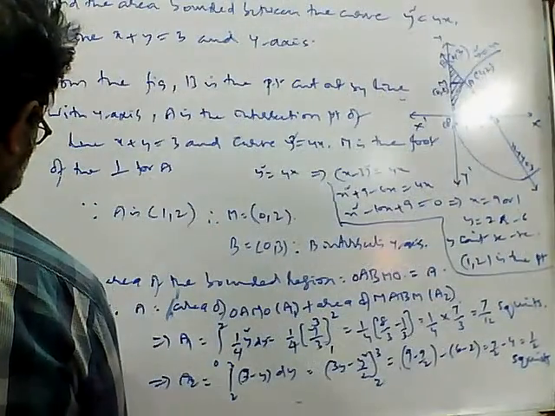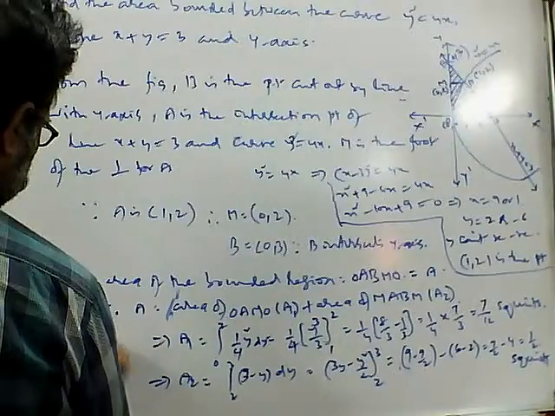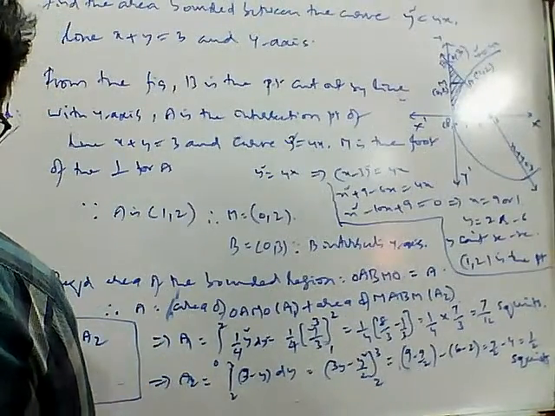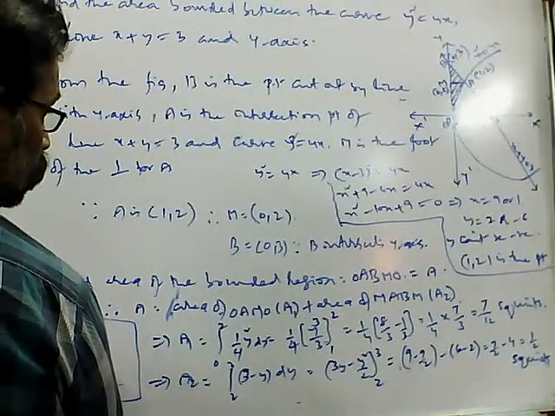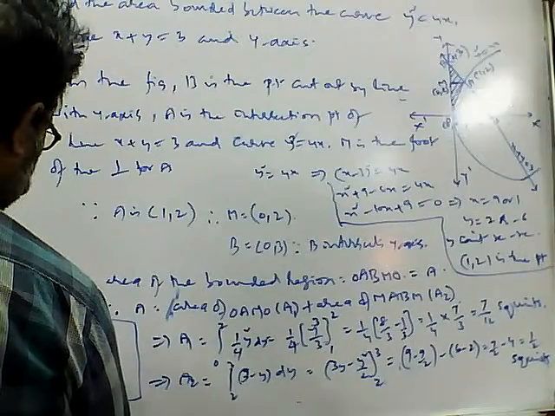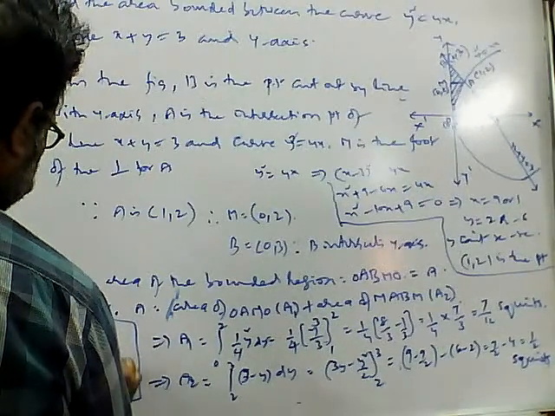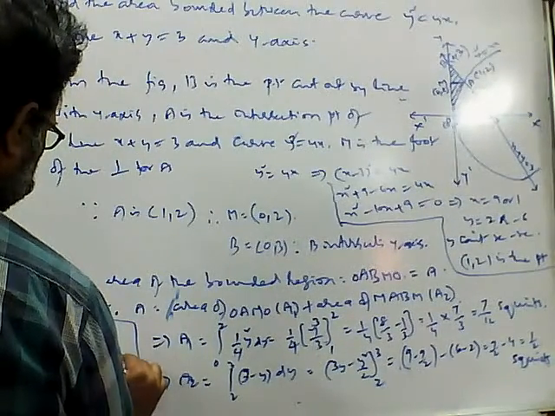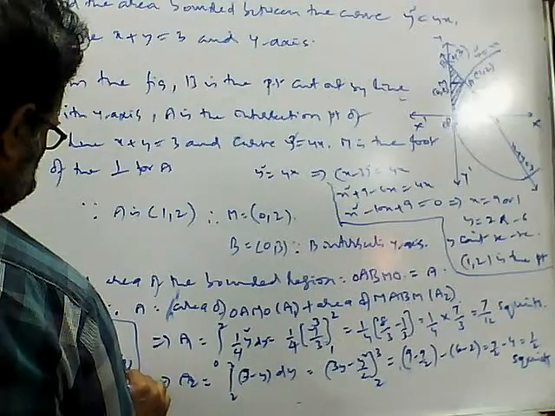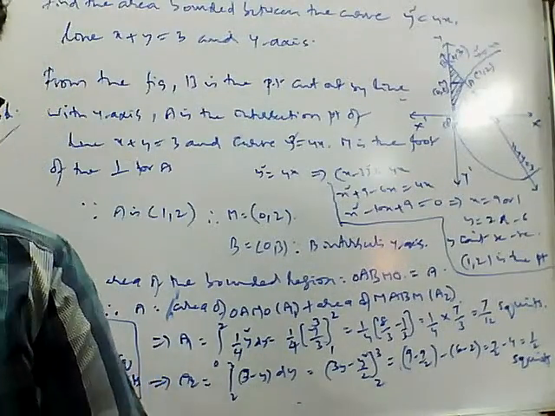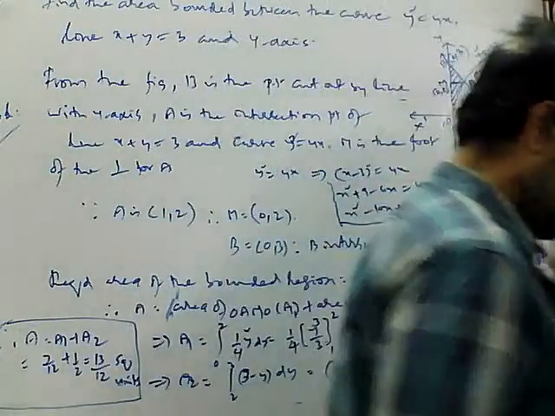Therefore, A is equal to A1 plus A2, which is equal to 7 by 12 plus 1 by 2, so that is equal to 13 by 12 square meters. That is the answer.